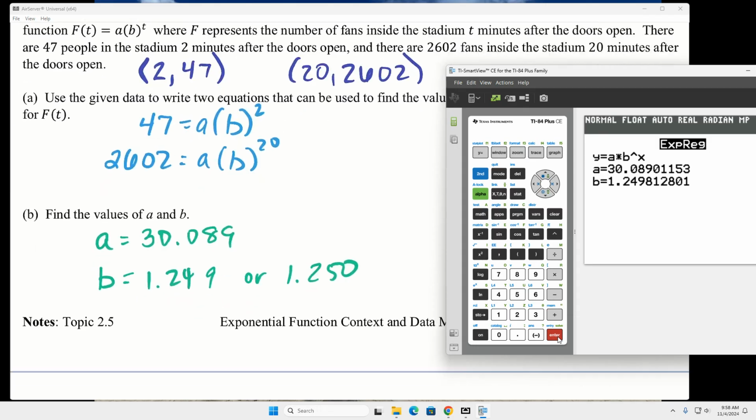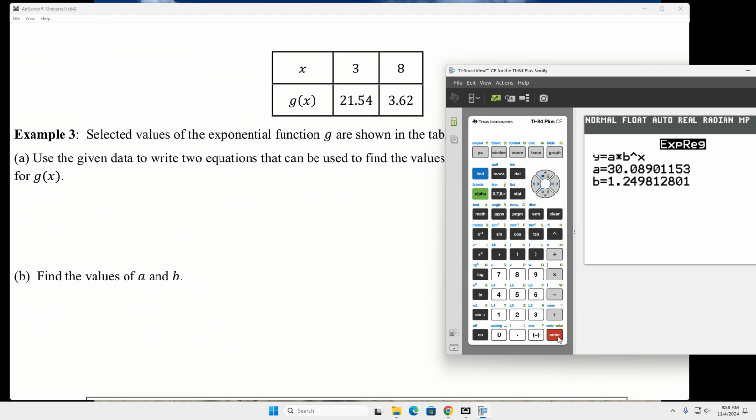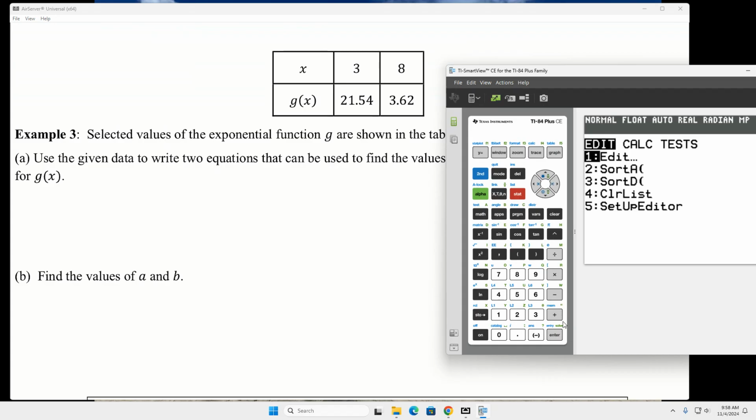Okay, let's look at example 3. So this is data that doesn't have context to it, so it's fine. We're going to do the same thing. But I want you to pay attention that this is a horizontal table. Does that mean that list 1 is going to be 3 and 21.54 and list 2 is going to be 8 and 3.62? No. You have to make list 1 be your input and list 2 be your output. That was an issue for someone on their last test. They tried to make the table match the horizontal table. Don't do that. That's crazy.